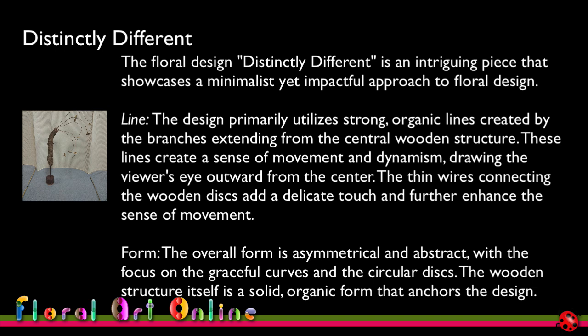Form. The overall form is asymmetrical and abstract, with the focus on the graceful curves and the circular discs. The wooden structure itself is a solid organic form that anchors the design. So I don't know that this was particularly classified as having to be an abstract design, but I'm quite happy that it has been assessed that way.